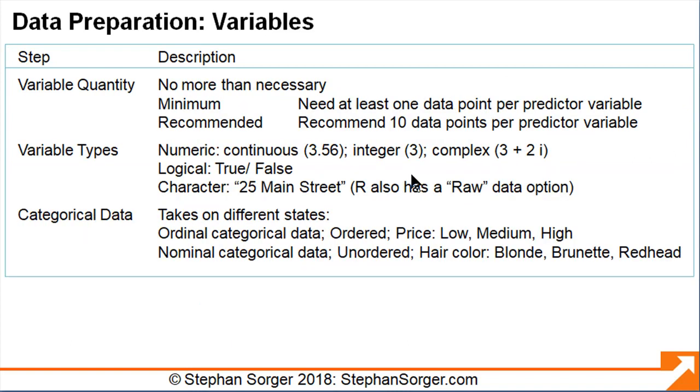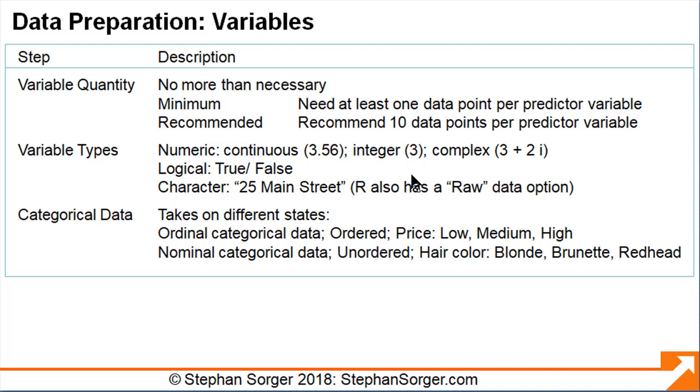In this slide, we discuss variables for data analysis. In terms of the number of explanatory variables, we never want to have more than we need due to the complexity of dealing with more variables. Of course, we need at least one data point per predictor variable, but that would not be a very robust data set. In general, we recommend collecting at least 10 points per predictor variable.